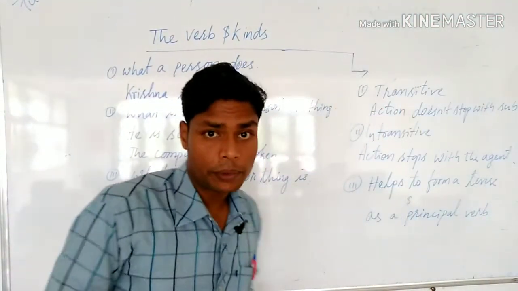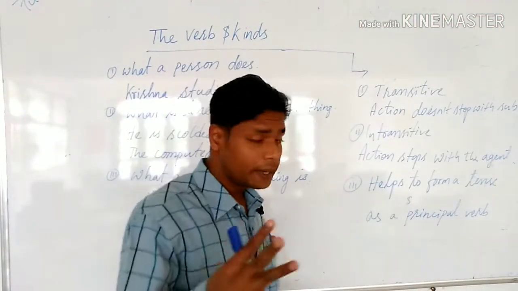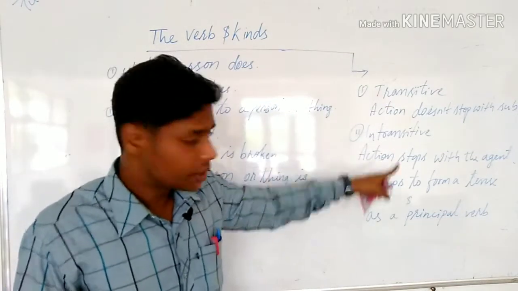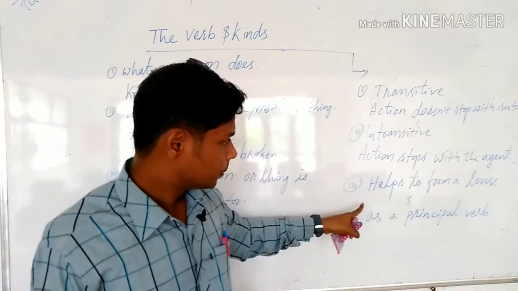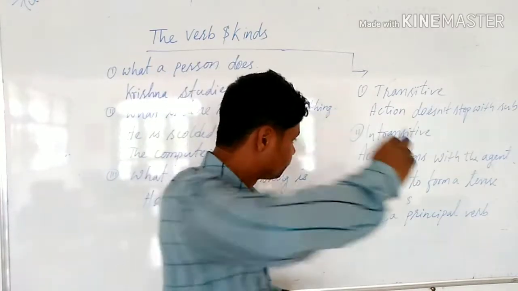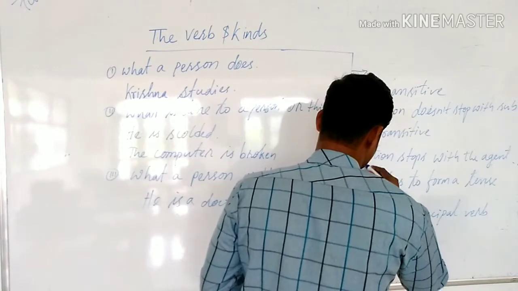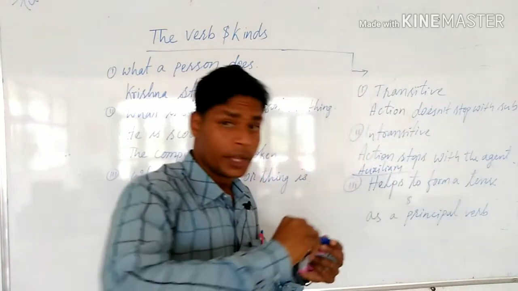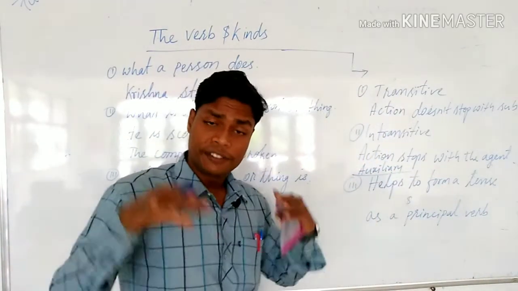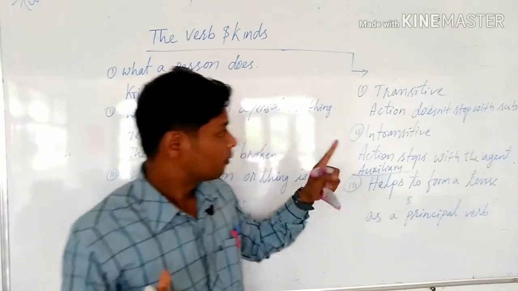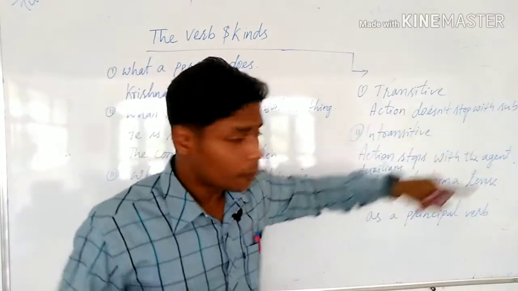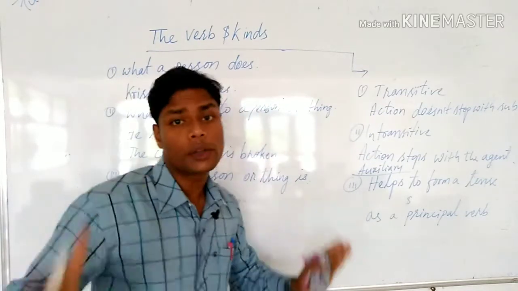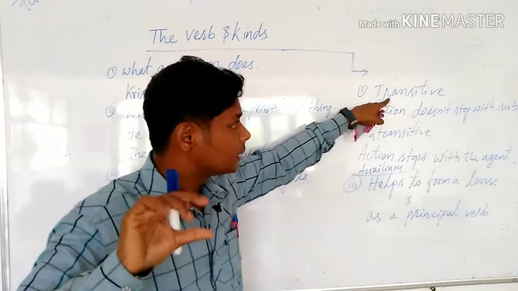So now let us speak about the kinds of verb. There are mainly three kinds of verbs. The first one is transitive verb, intransitive verb, and the auxiliary verb. So what is a transitive verb? A verb is said to be transitive when the action does not stop with the subject. When the action goes from the subject to the object, then it is called the transitive verb.